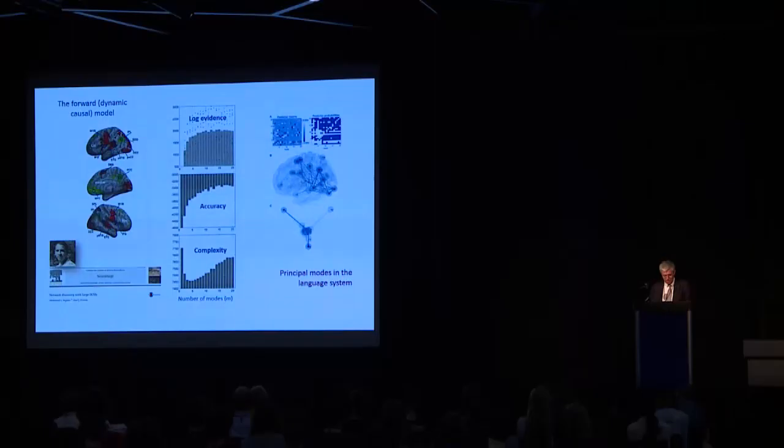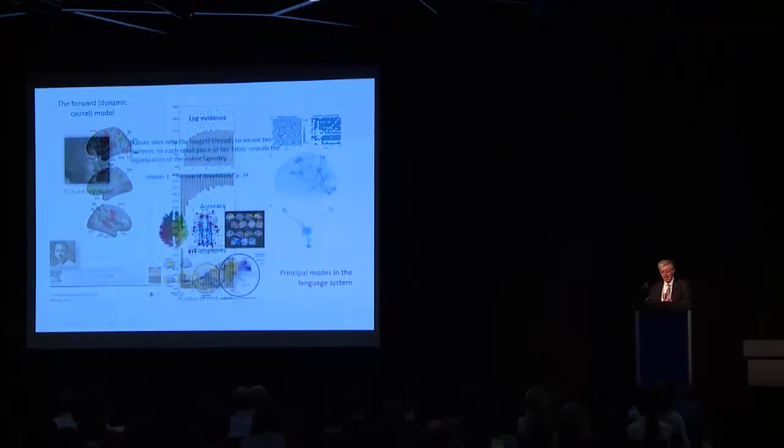And this is an example from Mohammed, who's looked at the language system and just scored the number of modes that you would need to maximize the model evidence. So the number of modes in and of itself becomes a model parameter, and we can optimize that in the usual way by maximizing model evidence.